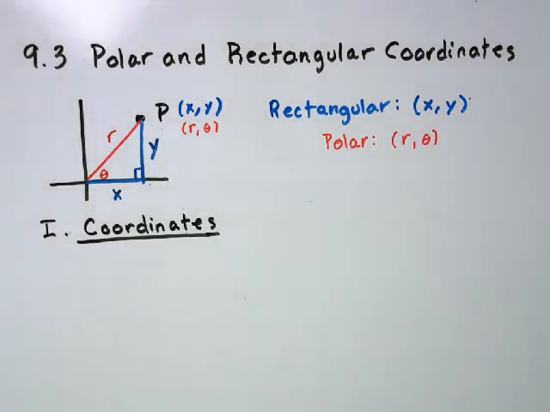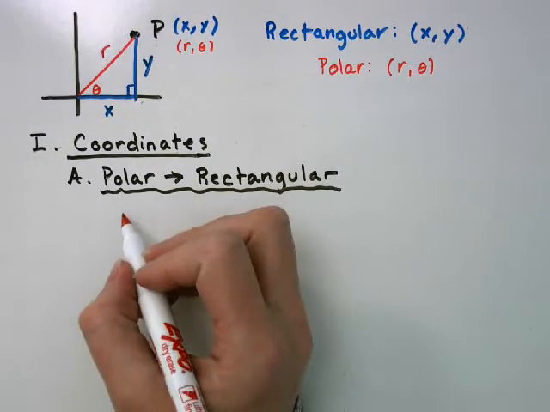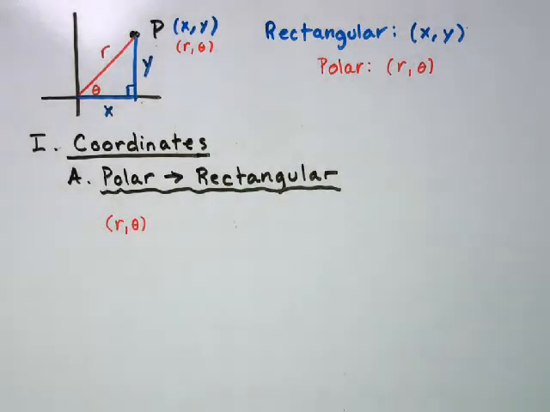So today's lesson, we're going to be going back and forth between the two systems. And first we're going to do this with coordinates. So we're going to begin by going from polar to rectangular. So we're going to start with an r and a theta.